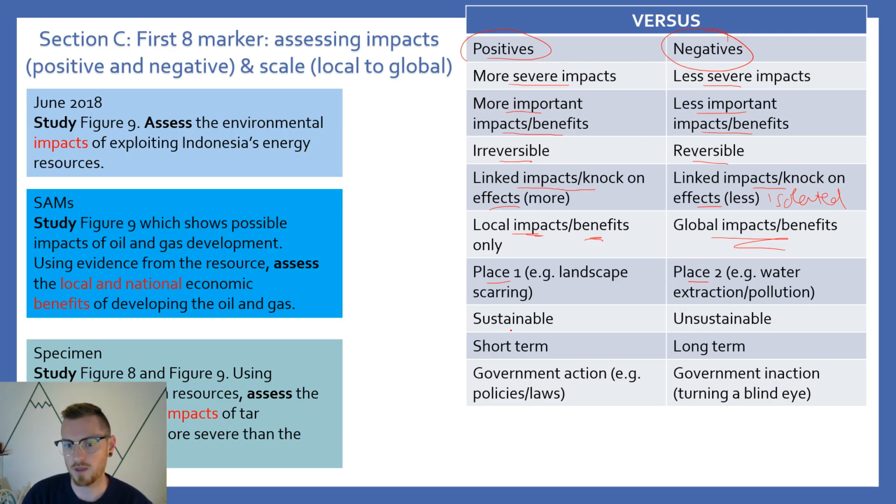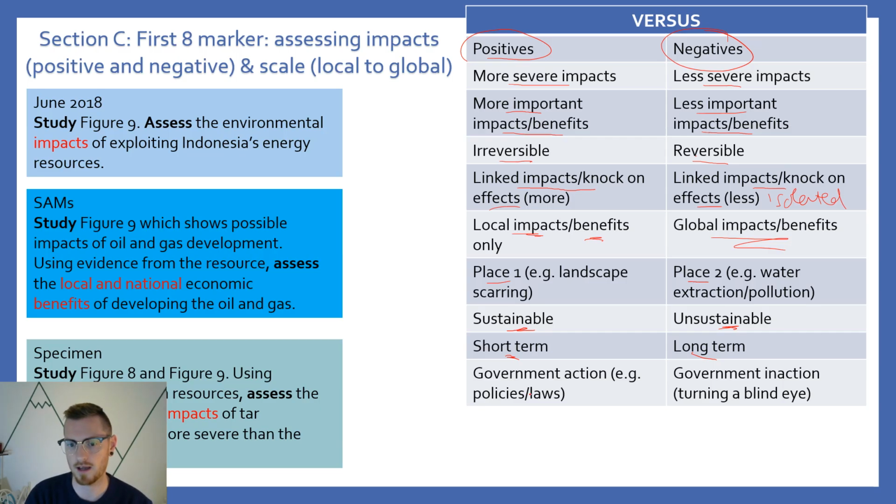We could look at how the impacts or benefits are sustainable versus unsustainable. Some might only be beneficial, or only negative, in the short term. That wouldn't be as good as benefits in the long term. And obviously flip that: if it's negative in the short term for long term gains, that might be good. But if it's short term gain for long term negative impacts, that's not good.